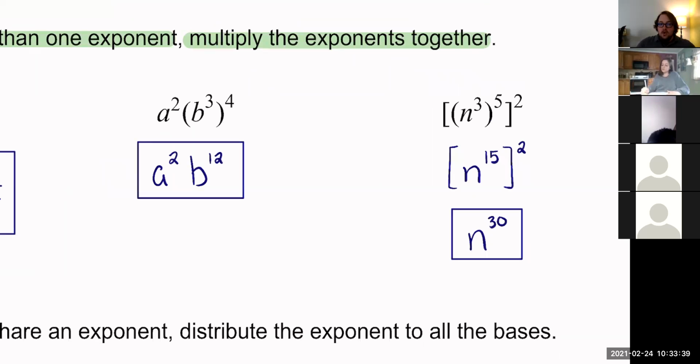So again, we're not really solving anything. We're just manipulating them so that if one of these days they get dropped into an equation, they're a little bit cleaner to work with.